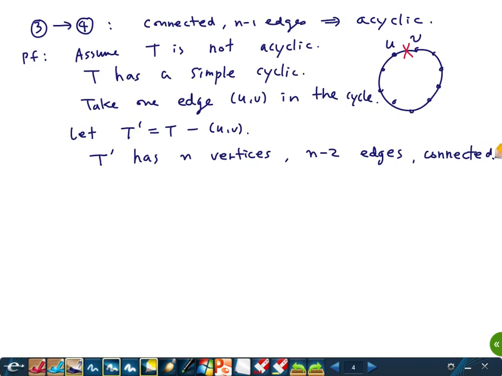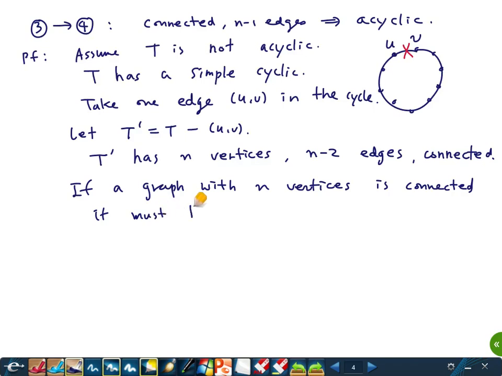But this is a contradiction, because for a connected graph with n vertices, we need at least n minus 1 edges. If a graph with n vertices is connected, it must have at least n minus 1 edges. Why?